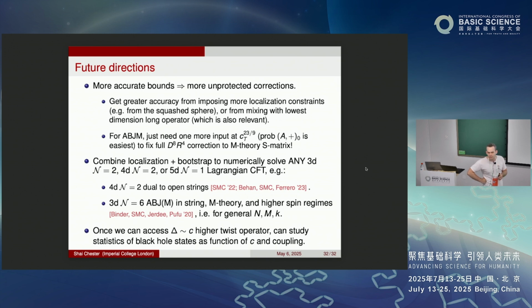Question is, have you tried adding dispersive functionals when deriving these bounds? I guess you're using this Euclidean expansion. Have you tried adding dispersive functionals? Okay, yeah. So dispersive functionals would be like another way of sampling crossing symmetry in some sense.